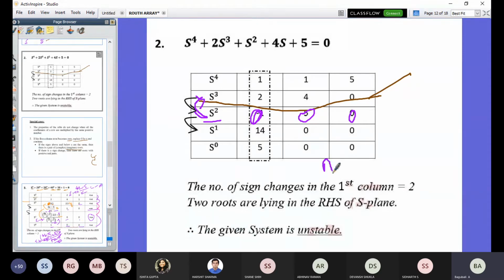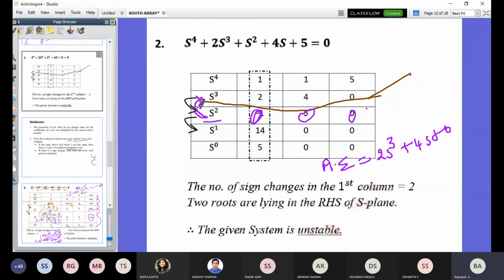What is that auxiliary equation? Previous row, how are we writing that equation? How are we writing the s power 4 row? S power 4 plus s square plus constant. Yes. So s cube, how can we write? Sir, s cube plus s1, 2s cube plus 4s plus 0. Correct, dear? Yes, sir.